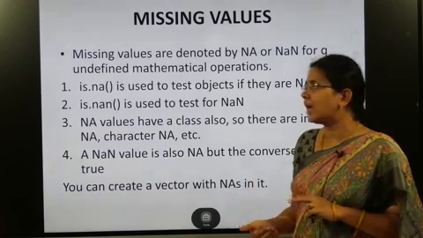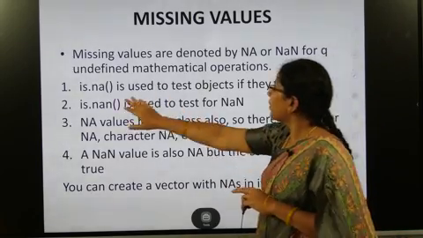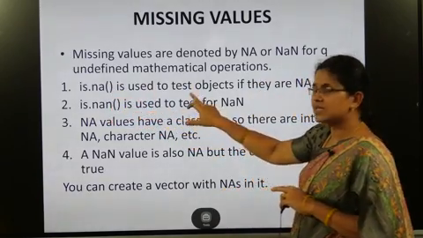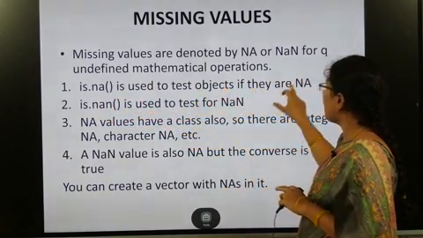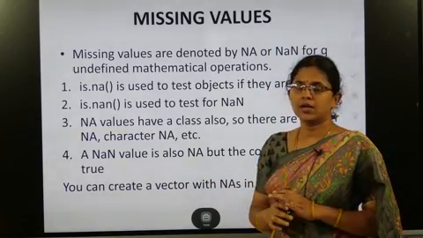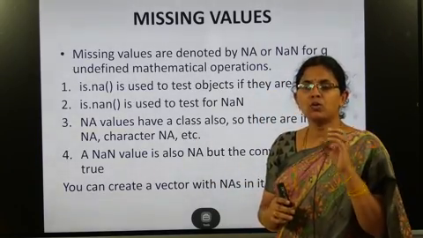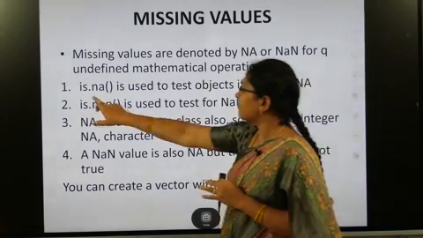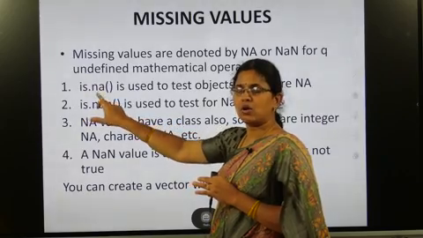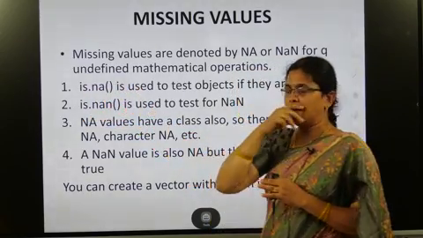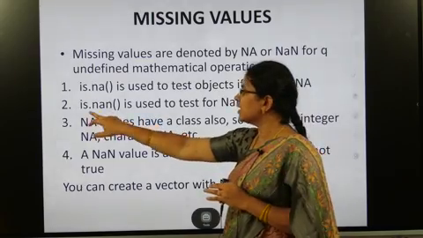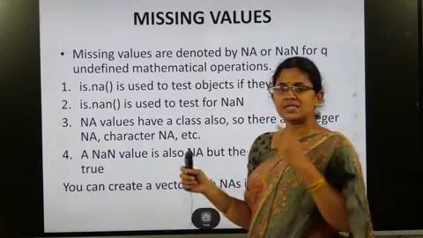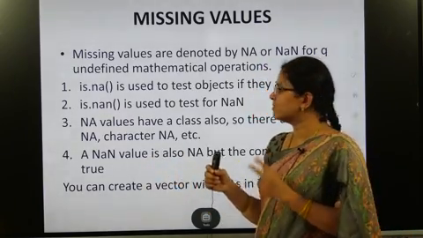Okay, so normally is.na is used to test whether objects are not applicable or not. It means if you want to know whether a particular value is a missing value or not, this is the first criterion that we use, is.na with open and close brackets. And the second criterion is is.nan with open and close brackets. This is another way to test for missing values.